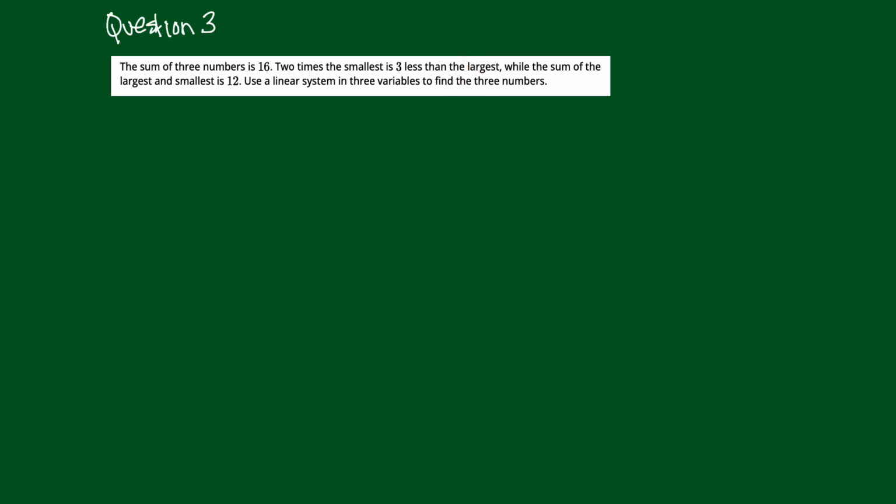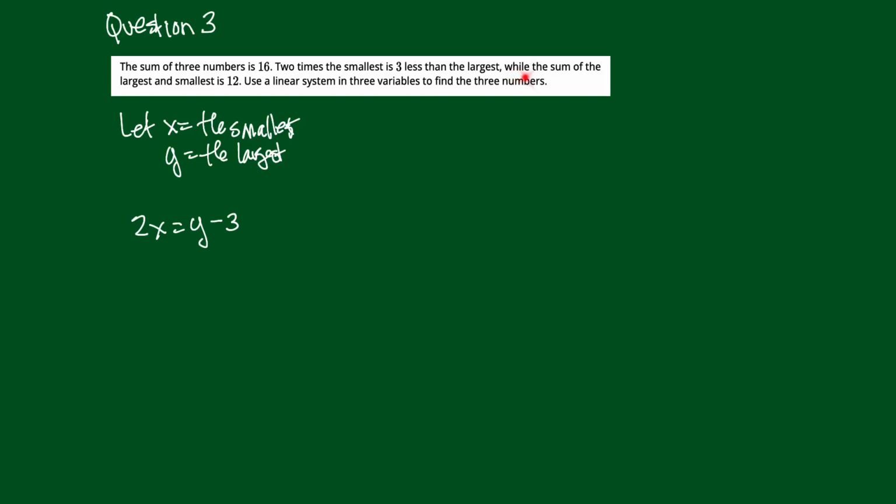Okay, how about if I do this? I'm going to let x equal the smallest number. And I'll let y equal the largest. Now, there's still another number, but I don't know anything about that one yet. Here's what I know. 2 times the smaller, let's write it. 2 times the smaller is 3 less than the largest. Now the largest is y, but it's 3 less than that. Now that's one equation.